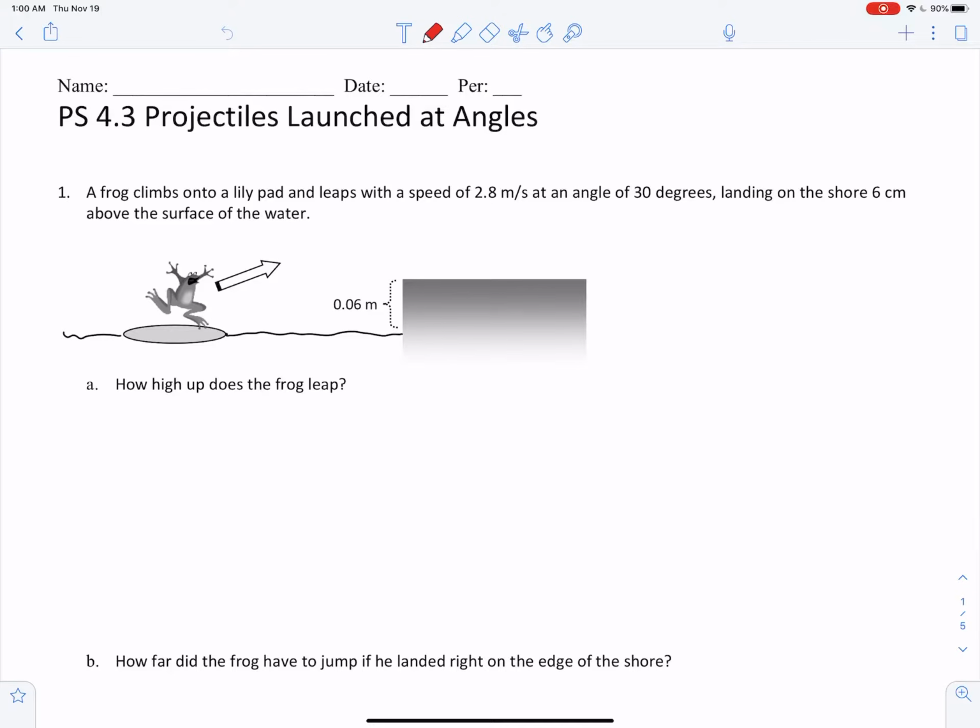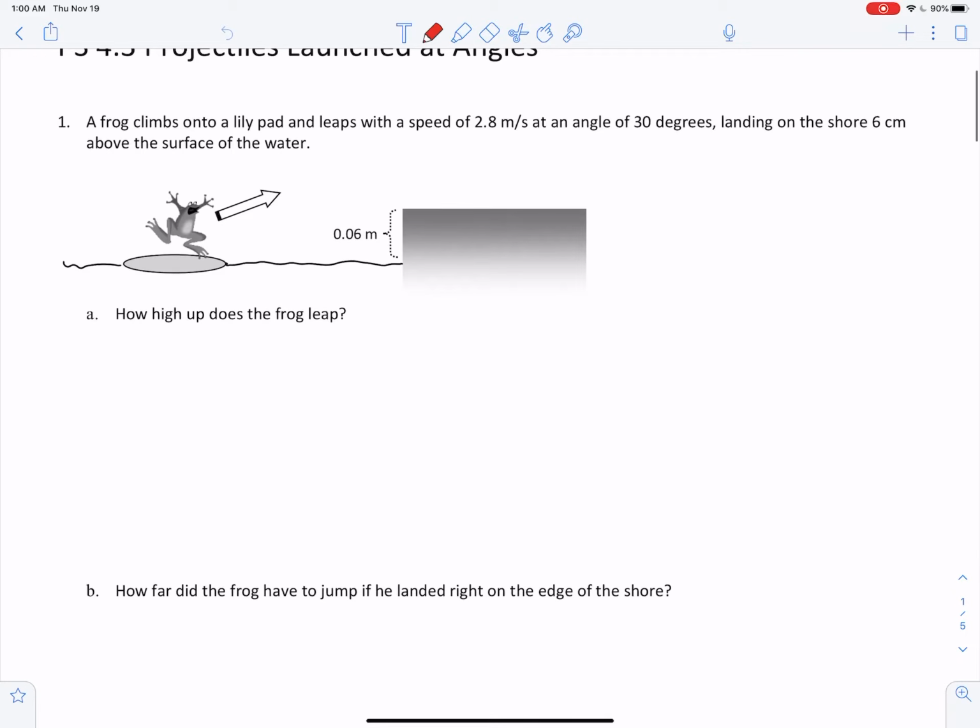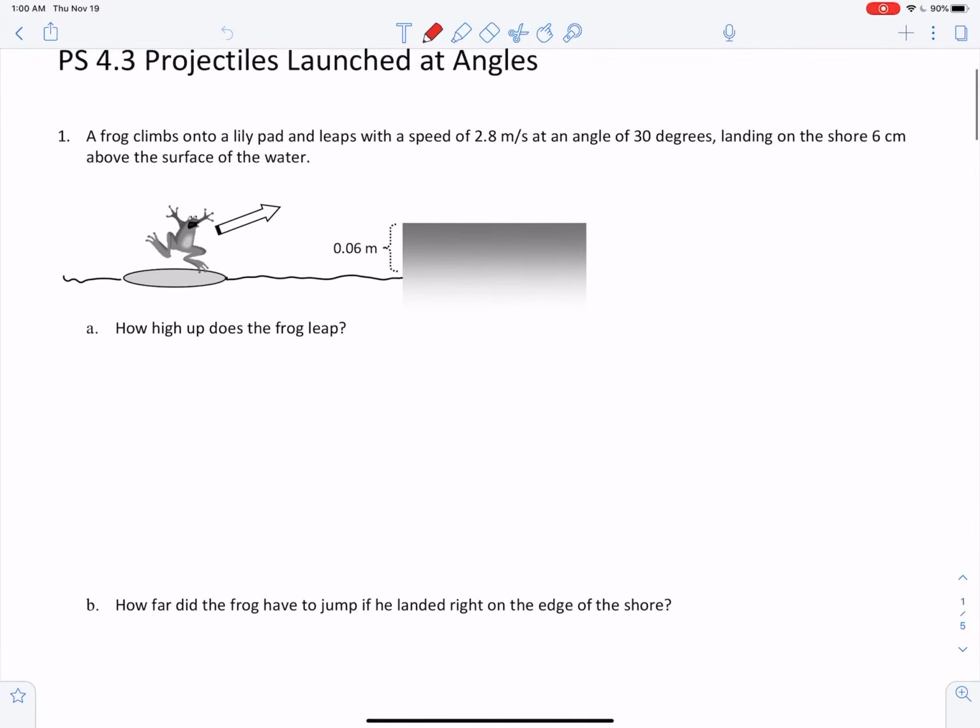A frog climbs onto a lily pad and leaps with a speed of 2.8 meters per second at an angle of 30 degrees, landing on the shore 6 centimeters above the surface of the water. How high up does the frog leap, and how far did the frog have to jump if he landed right on the edge of the shore?